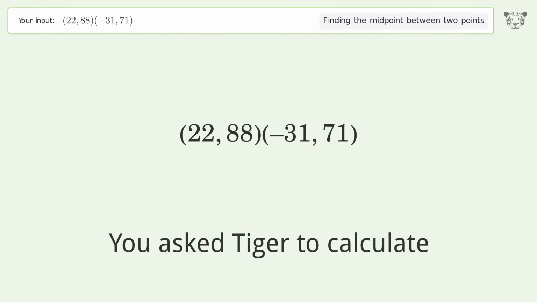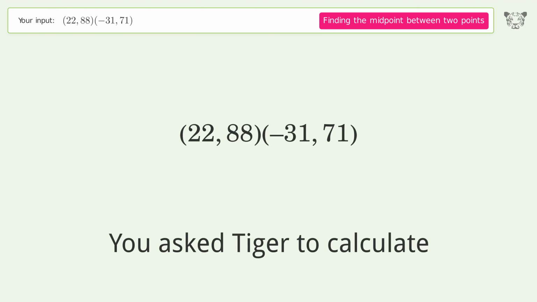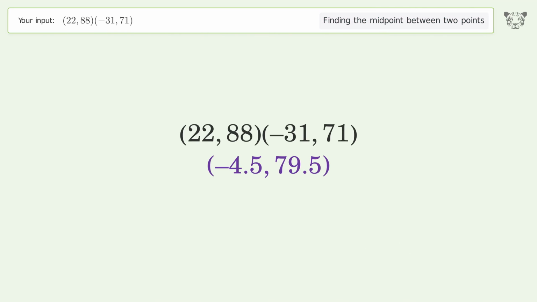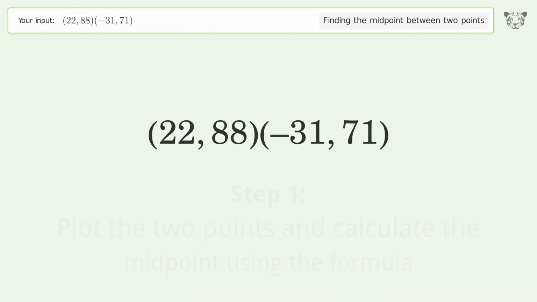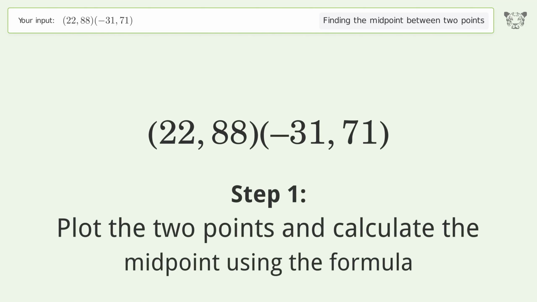You ask Tiger to calculate. This deals with finding the midpoint between 2 points. The midpoint between the 2 points is negative 4.5, 79.5. Let's solve it step by step. Plot the 2 points and calculate the midpoint using the formula.